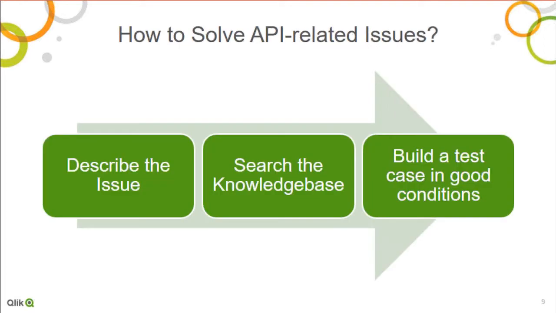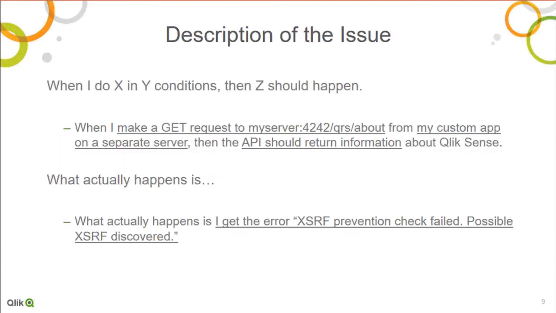So let's talk about how to solve API-related issues. The first step is, of course, to describe the issue. And often by adequately describing the issue, we have a resource called the knowledge base that was covered in a previous session that documents many known issues. And in the worst-case scenario, if you can't find the issue in the knowledge base, the next step is to build a good test case in good conditions.